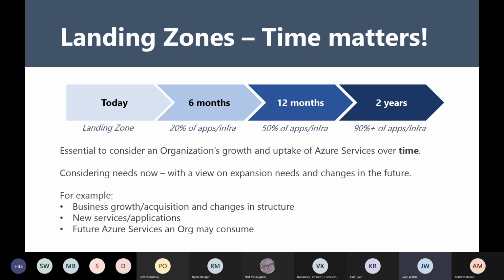So it's essentially about designing so that you can grow as a business. If we want to consume this service, what happens if we treble our user base? What happens if we expand to 10 different countries? Those are the kind of questions that a landing zone should be helping to answer for you.